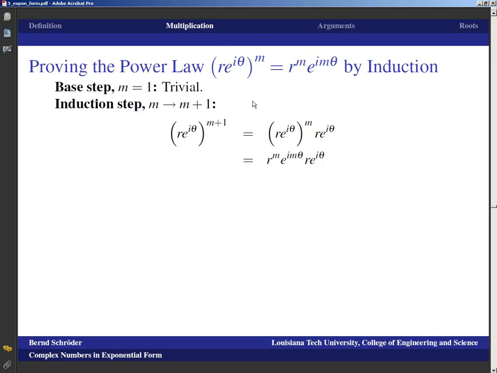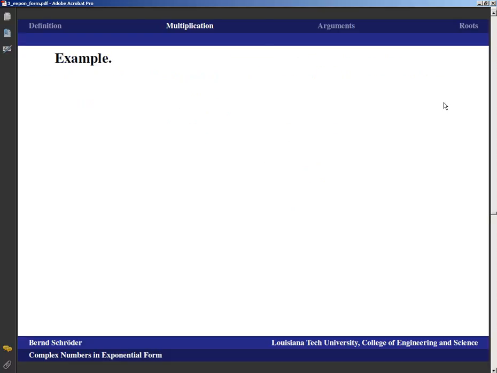Now, because we're allowed to use our induction hypothesis for m, (r e^{iθ})^m is equal to r^m e^{imθ}. We still have the r e^{iθ} here, but now it's just regular powers. We sort this out and get r^m r e^{i(mθ+θ)}, and that's r^{m+1} e^{i(m+1)θ}, which is exactly this law, only with m replaced by m plus 1, and that concludes the induction proof.